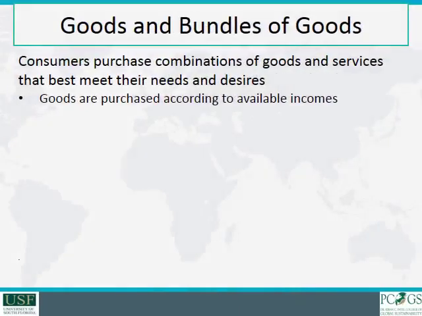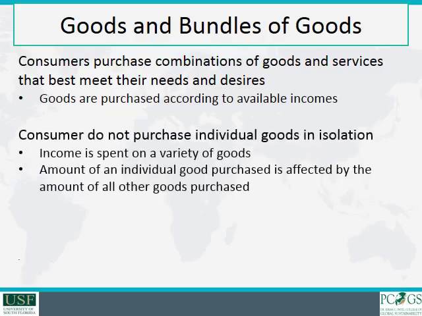According to the theory of demand, consumers will compare the prices of goods and services available on the market, then purchase combinations of these goods and services that best meet their needs and desires. This is all done according to their available incomes. These purchases provide consumers with utility, or well-being. This is the satisfaction a consumer receives from the consumption of the good itself.